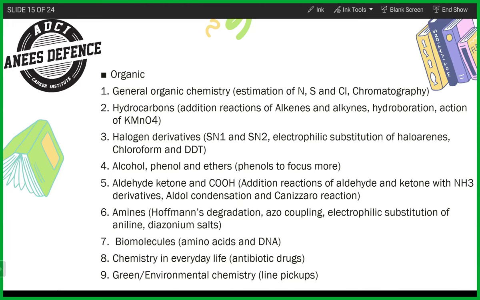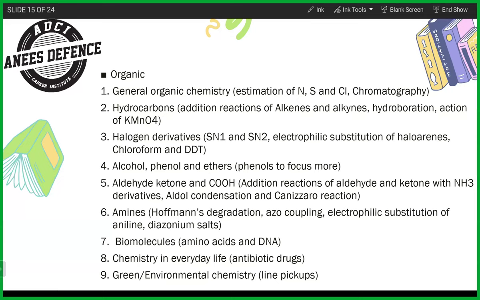the different tests, which are the Dumas method, Lassaigne's test, and Carius method. So these methods are there. And chromatography, where we have to see about TLC, thin layer chromatography. That particular phase of chromatography is very important.